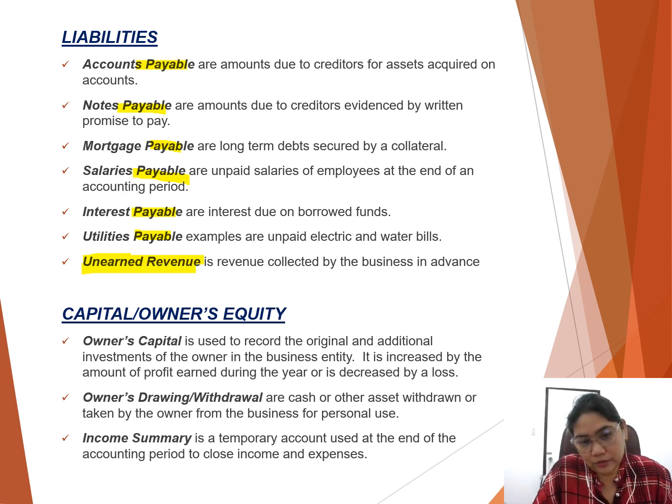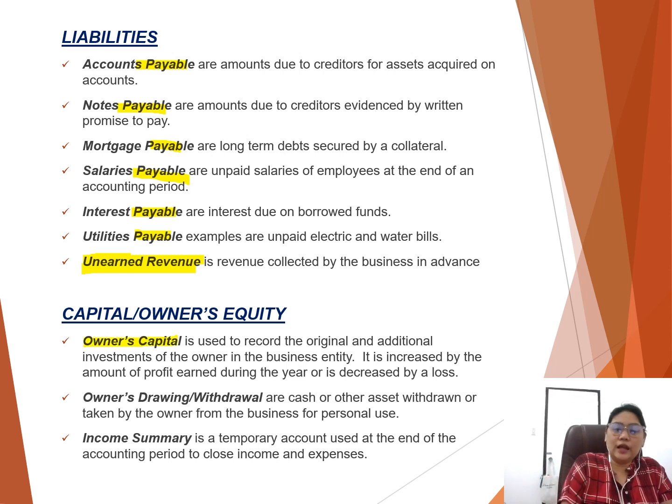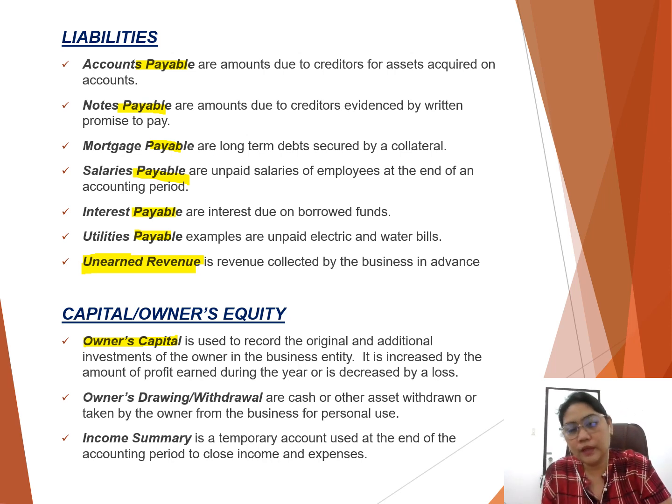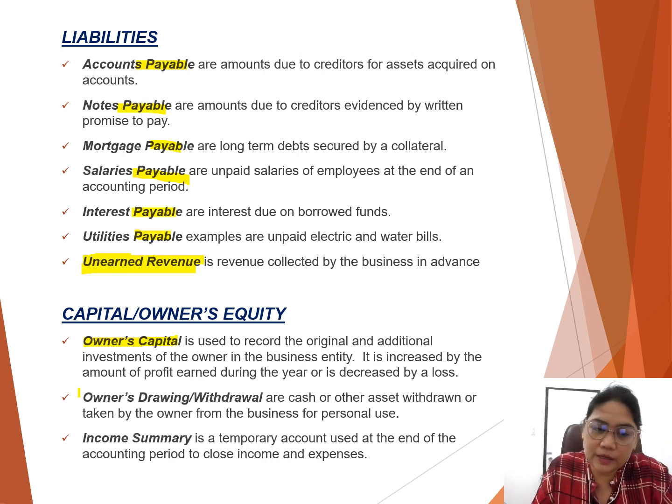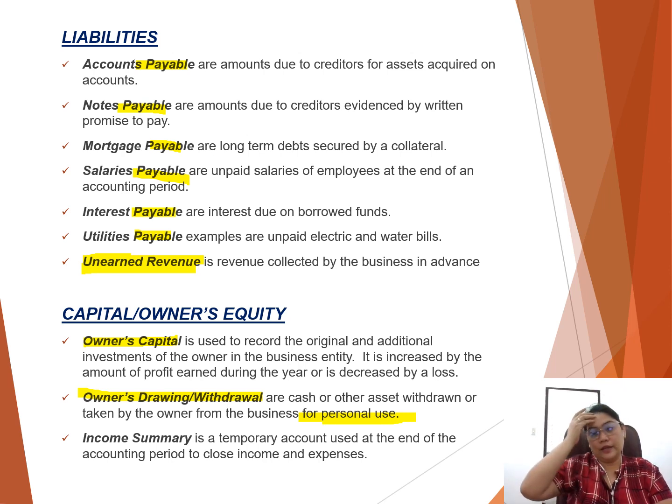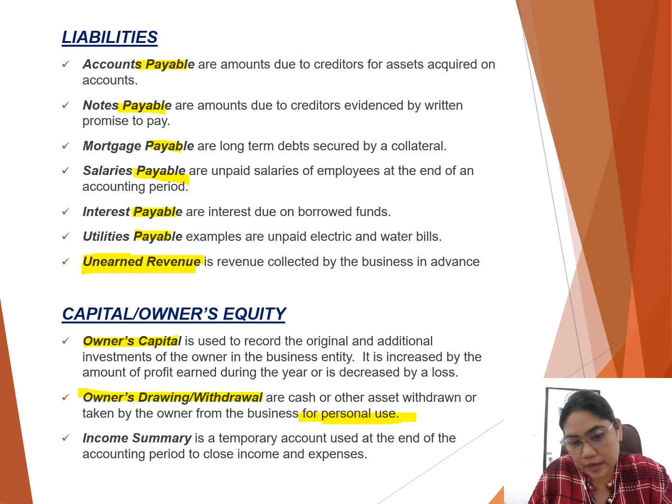Next is the capital or owner's equity. Under capital, syempre, we have the owner's capital. So, dito nilalagay kapag nagkaroon ng original investment and additional investment yung owner ng entity. Pag naman owner's drawing or withdrawal, ito naman yung pera na kinuha ng owner for personal use. For example, nagbayad siya ng tuition fee ng anak niya, saan niya kinuha yung pangbayad? Dun sa pera ng negosyo. So, pwede yun i-considered as owner's withdrawal or drawing.